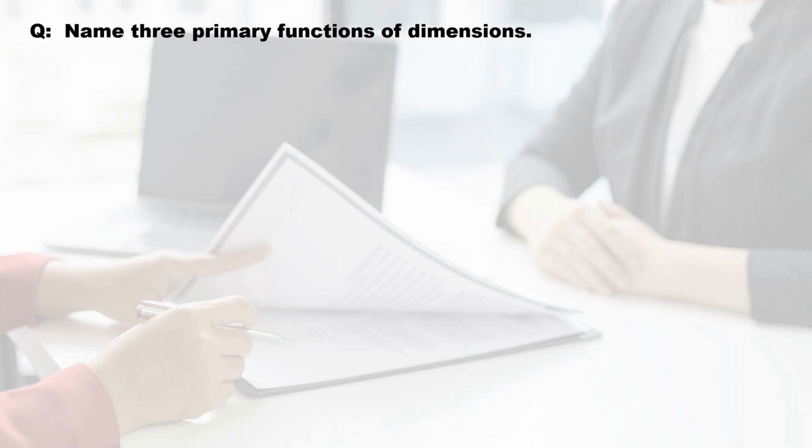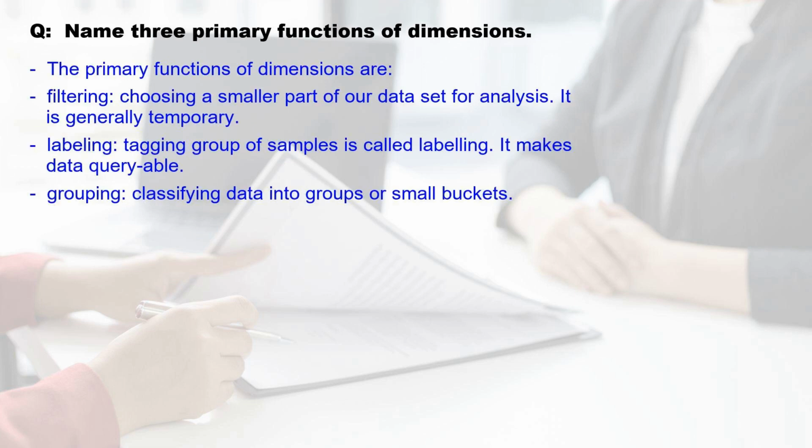Name 3 primary functions of dimensions. The primary functions of dimensions are filtering, choosing a smaller part of our data set for analysis. It is generally temporary. Labeling: tagging a group of samples is called labeling. It makes data queryable. Grouping: classifying data into groups or small buckets.